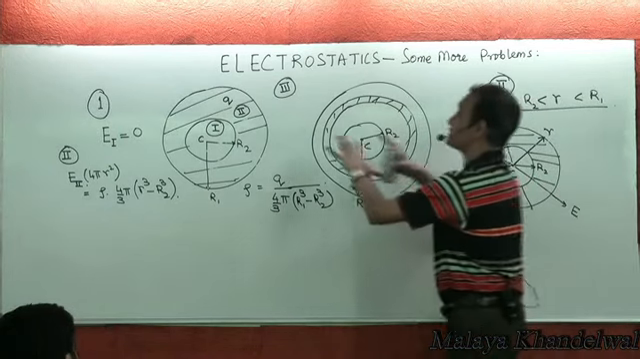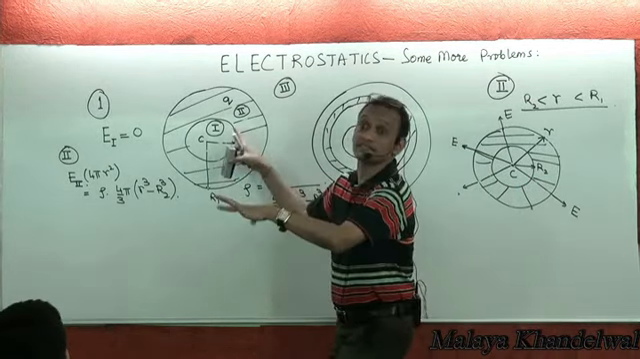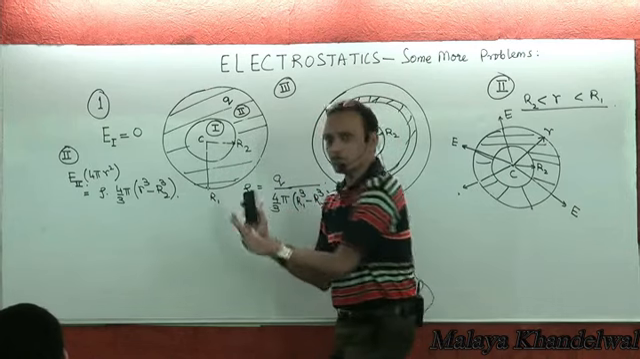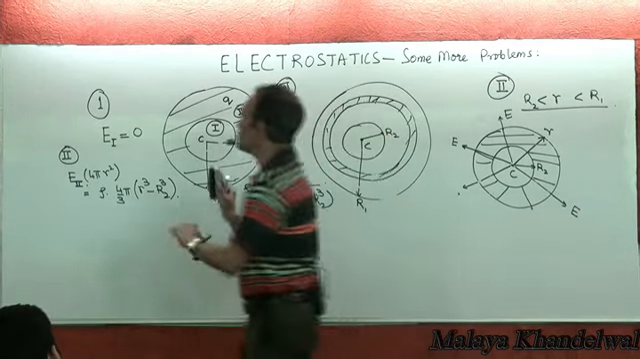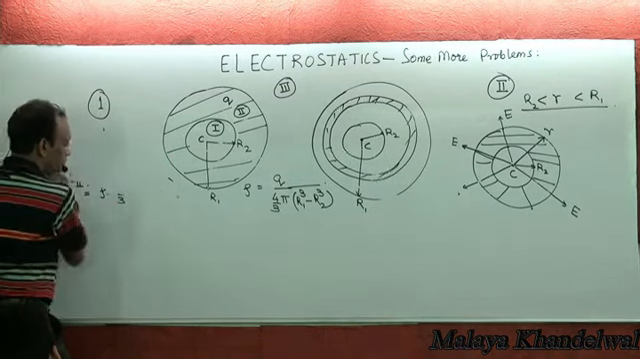Now, region 3. That means points outside. Points outside. Clear? So far, so good? Right? All's fair?